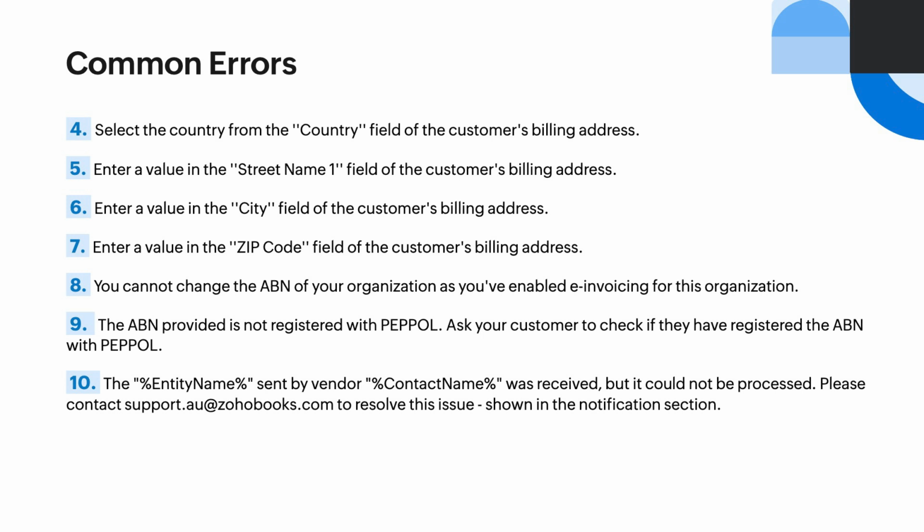You cannot change the ABN of your organization as you've enabled e-invoicing for this organization. To change the ABN, you must disable e-invoicing, which can be done only after you accept, reject, or delete the transactions in pending status.